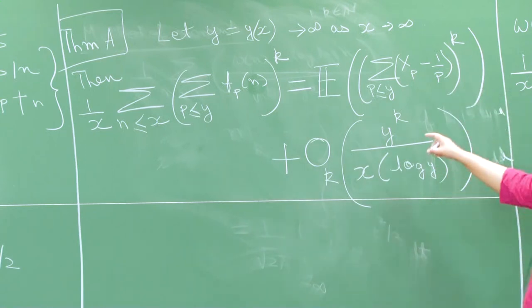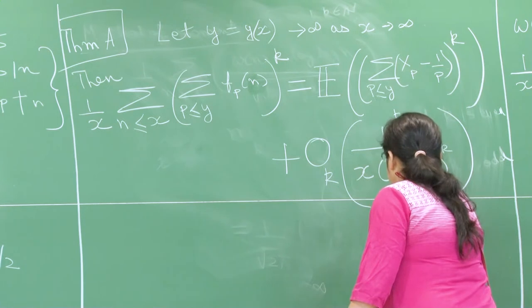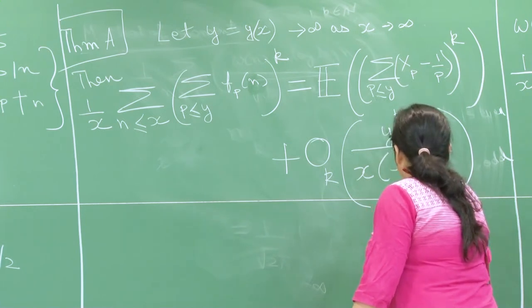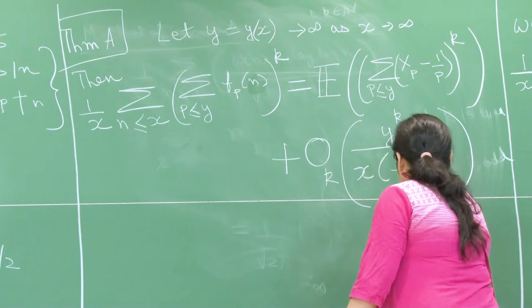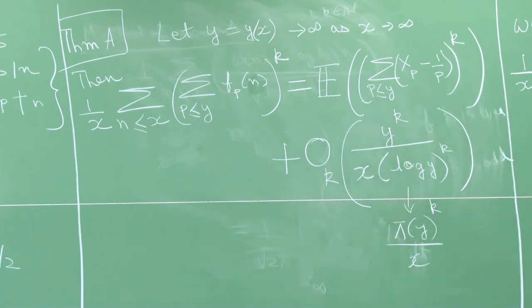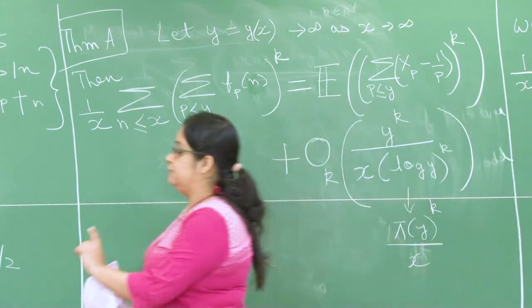Another way of writing this error term is pi of y raised to the k over x. So clearly, if you want your error term to go to 0, you have to choose y in such a way that not only is it going to infinity along with x, but pi of y raised to the k over x must go to 0 as x goes to infinity, and this must happen for any positive integer k. So the variable y has to be chosen cleverly.